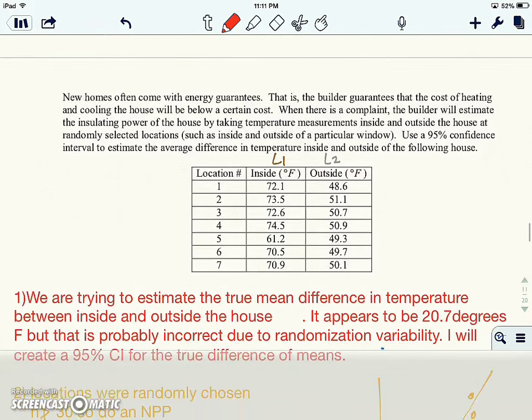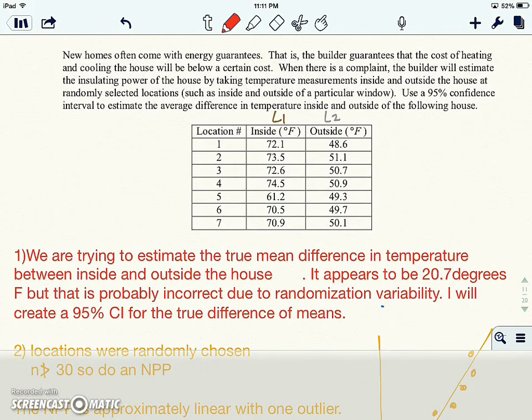I'm going to show you one more example. Okay, new homes often come with energy guarantees. That is, the builder guarantees that the cost of heating and cooling the houses will be below a certain cost. And when there is a complaint, the builder will estimate the insulating power of the house by taking temperature measurements inside and outside the house at randomly selected locations, such as inside and outside of a particular window. So they've paired it up.